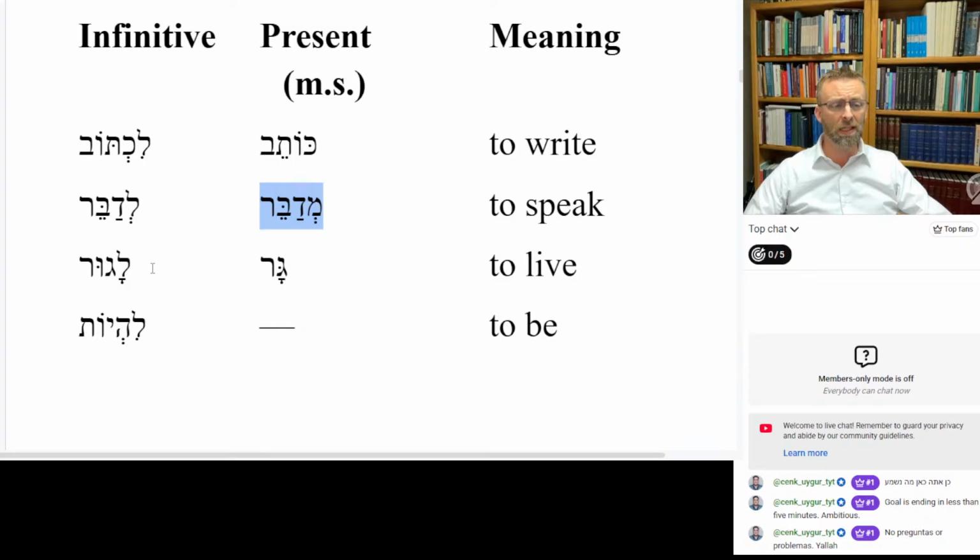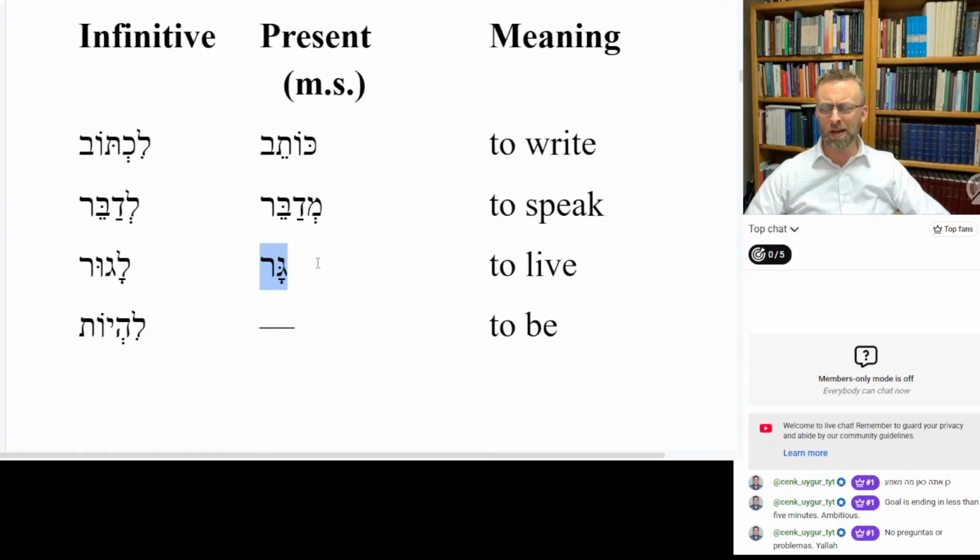Okay, now to live. This does not mean to be alive, but to live in a location. If you're asking someone where they live, this is the form you'd use. So the infinitive is lagur, and the present tense is gar.